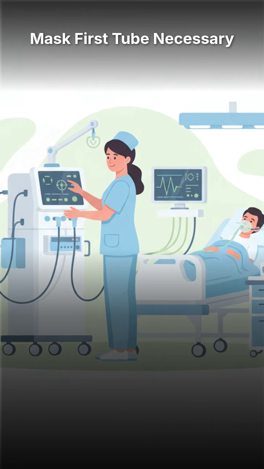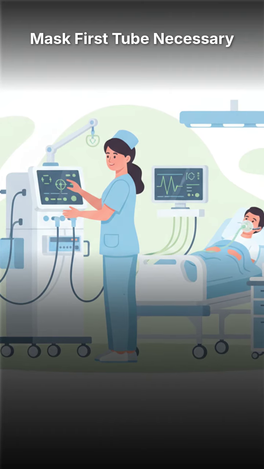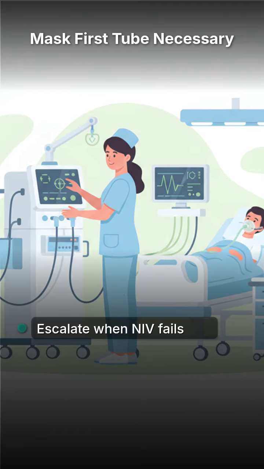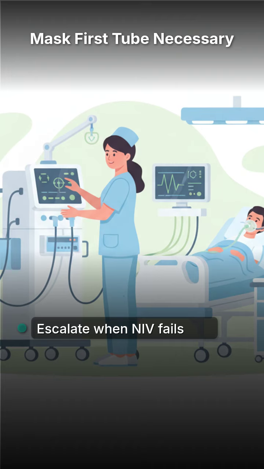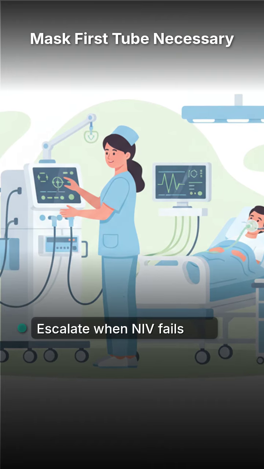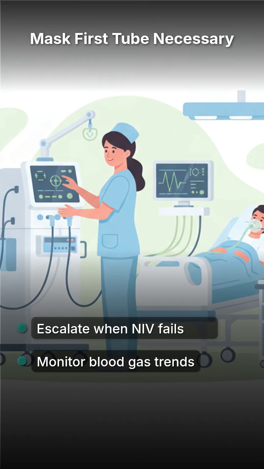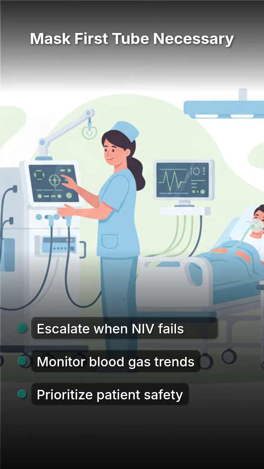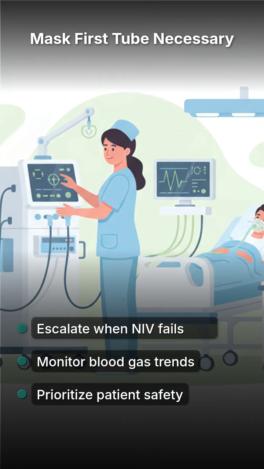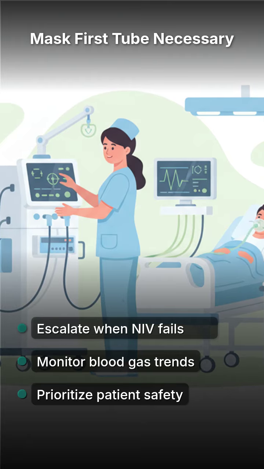Invasive ventilation is utilized when non-invasive methods are not enough to maintain oxygenation or ventilation. Nurses must monitor for signs of NIV failure, such as patient exhaustion or worsening blood gas levels. Always remember the rule of thumb: mask first if possible, but use a tube when necessary.